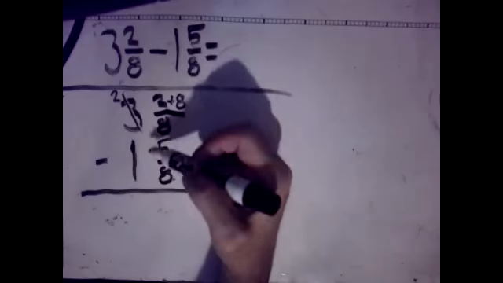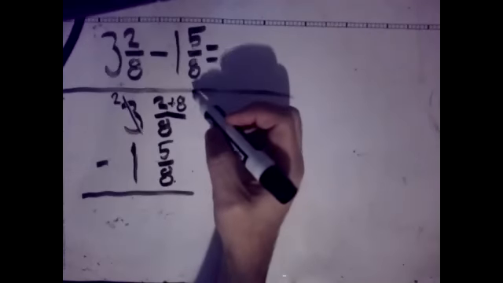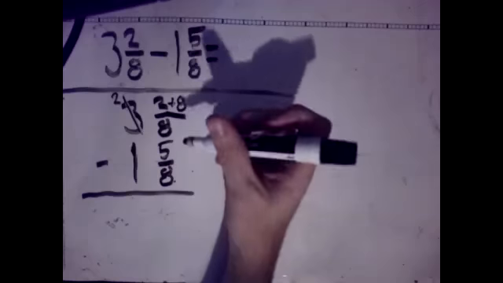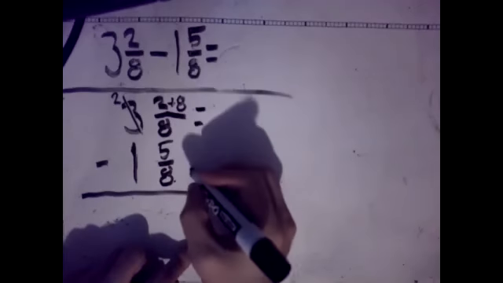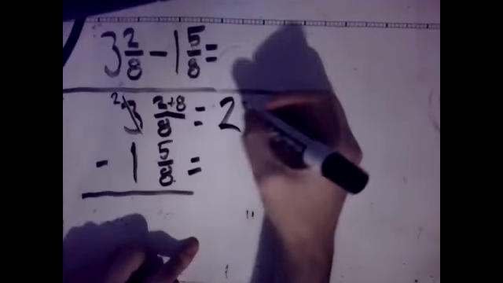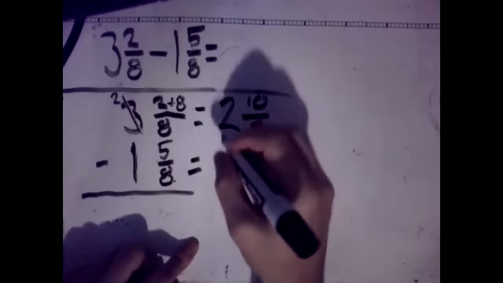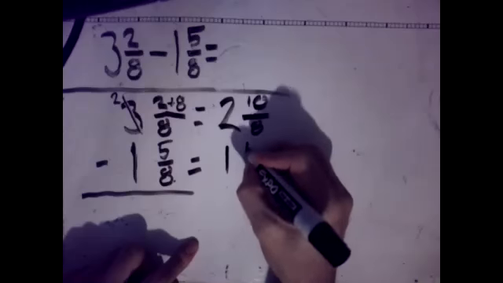Now this is the part that can be a little tricky because we're so used to adding 10 when we're working with whole numbers. But 1 whole would be 8 eighths. 10 eighths would be a lot more than 1 whole. And actually, when we add the 2 plus the 8, I'm going to now move this whole thing over. I now have 2 and 10 eighths minus 1 and 5 eighths.